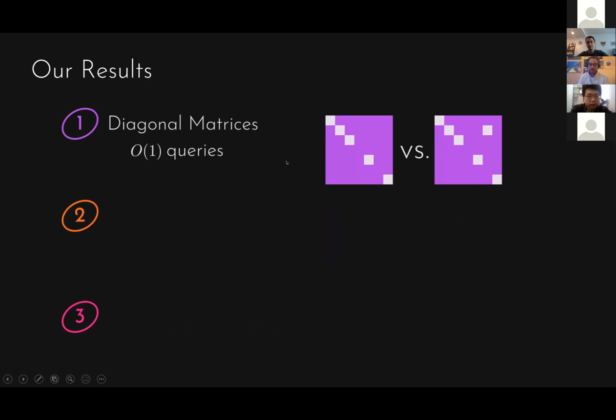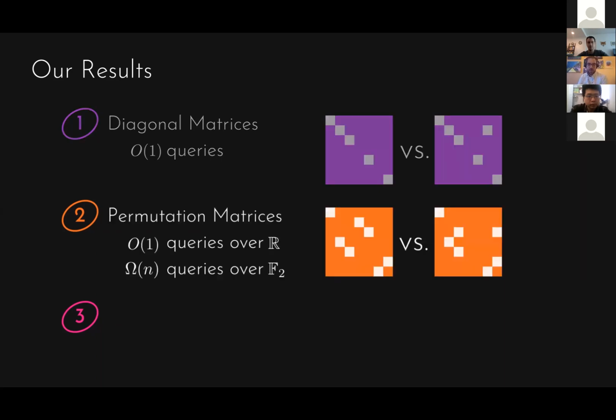And so it turns out we can do this with a constant number of queries, and it's a pretty simple algorithm, and this works over any field. So I think that shows that somehow these queries are pretty powerful. They're global. Maybe you can do something with the whole matrix as opposed to accessing single entries at a time. We also look at permutation matrices, and here the story gets more interesting.